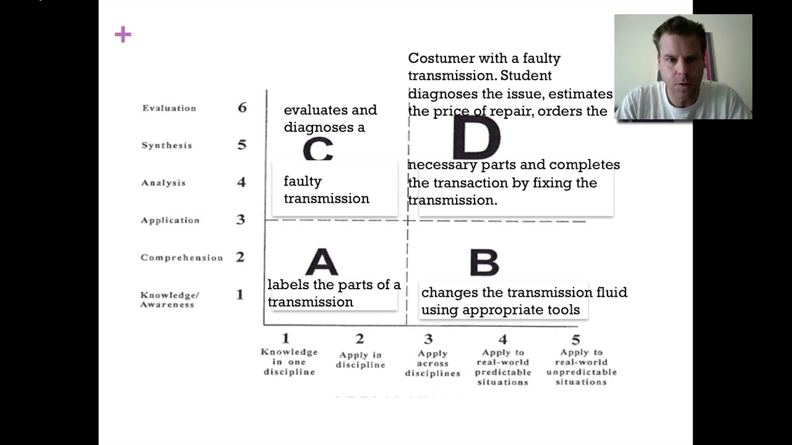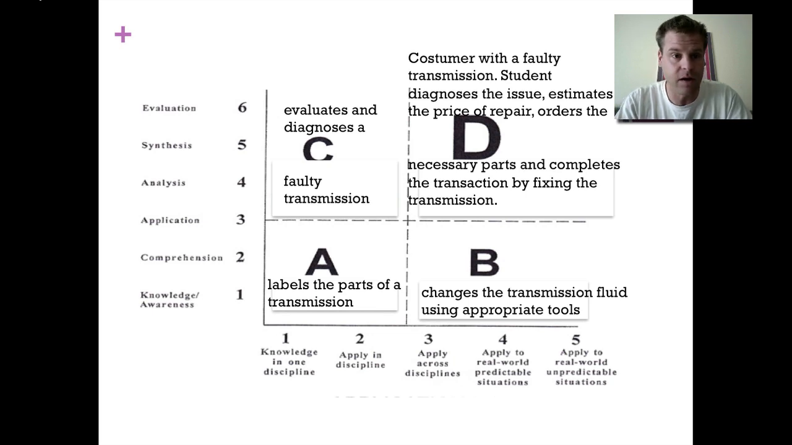In quad C, up at the top left there, you see a student evaluate and diagnose a faulty transmission. Now the student needs to analyze, synthesize, evaluate the transmission, not just change the fluid, not just label the parts of the transmission. We're higher in the rigor standard. But let's move that over to the application standard as well. So in D, a customer arrives with a faulty transmission. The student diagnoses the issue, estimates the price of repair, orders the necessary parts, and completes the transaction by fixing the transmission. Now the student has a real-world, unpredictable situation that they're applying.